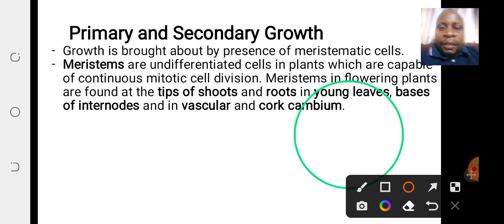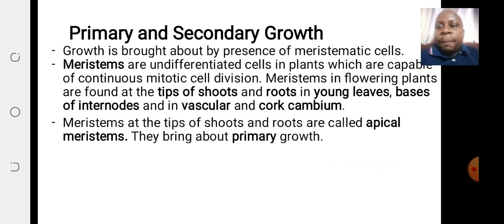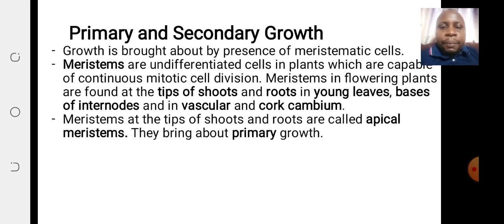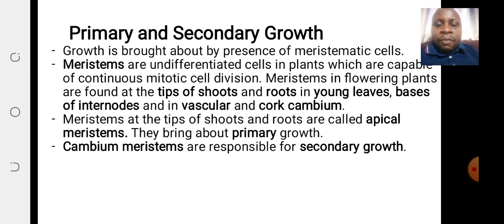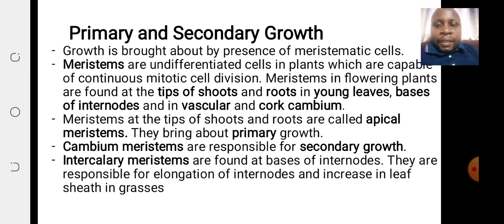Having learned that, we have said the following: meristems which are found at the tip of the shoot are called apical meristems, and they bring about primary growth. On the other hand, cambium meristems are responsible for secondary growth, and intercalary meristems are found at the bases of the internodes, hence bring about elongation of the internodes and increase in the sheath of the leaves in grasses and other monocotyledonous plants. Okay, good.